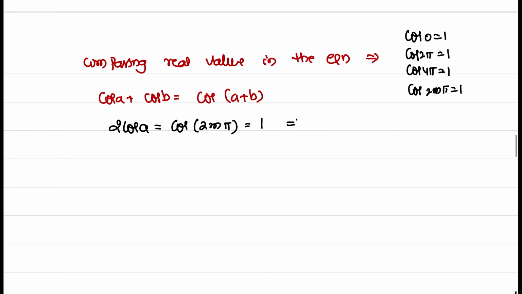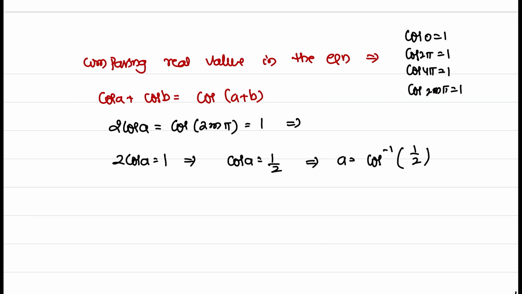Then 2 cos a is equal to 1. That is the answer we have got. That implies cos a is equal to 1 by 2. That implies a is equal to cos inverse 1 by 2. As we have put the constraint that 0 is less than or equal to a less than 2 pi, because a value should be less than 2 pi.